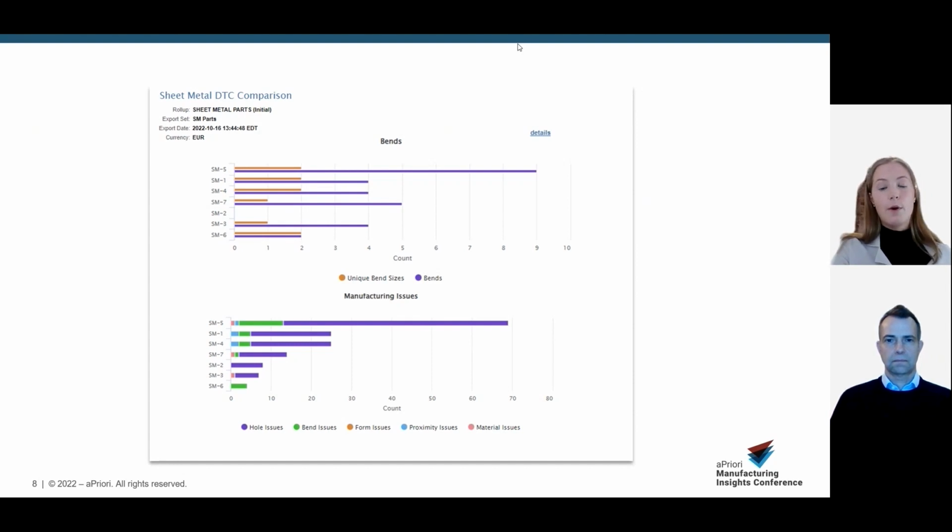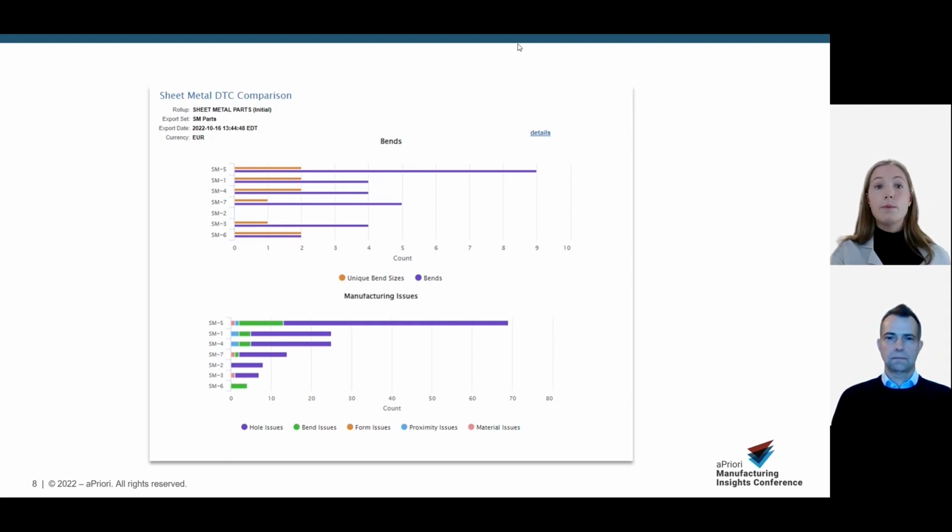When we focus on our part sheet metal 5, which was our potential outlier, that is shown as the top row in both of the charts. We see that there is some opportunity for design improvement. For example, by utilizing only one unique bend size, or addressing some of the hole issues that we're seeing here. Both of those changes, if feasible to address, could lower cost.